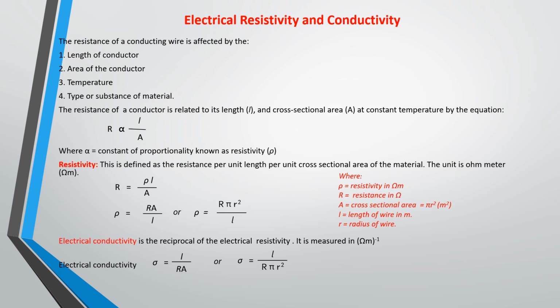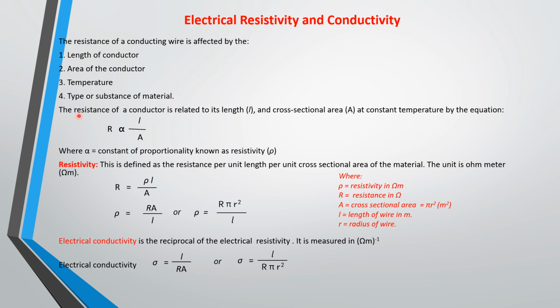It's not a new topic, but I want you to know that in electricity, the resistance of a conducting wire is affected by some factors. That is what this topic is talking about. The factors that affect the resistance of a conducting wire are, one, the length of the conductor, the area of the conductor, the temperature at which you are using it, and then the type of material that is used to produce that conducting wire.